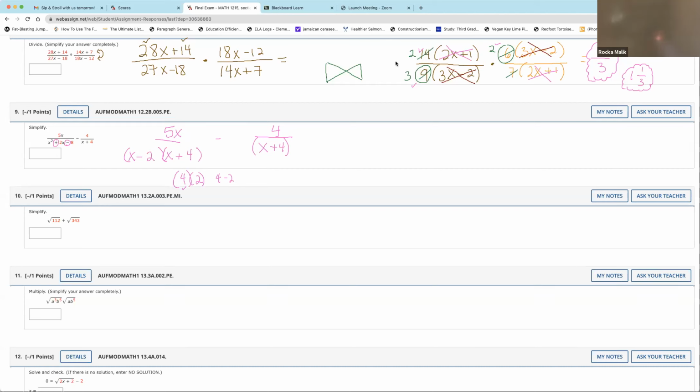So now when I look at these two terms, this whole business here and this whole business here, this term is missing this x minus 2. So my new denominator is going to be this whole thing, this x minus 2 times x plus 4.